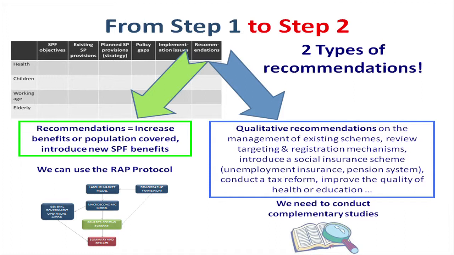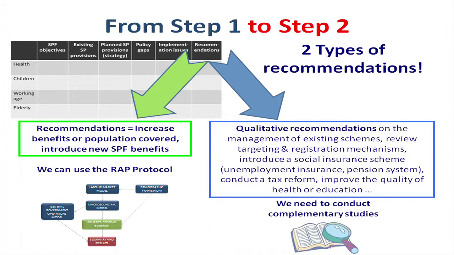So within the recommendations, actually we have 2 types. We have some recommendations that we will be able to cost. This can be establish a new cash transfer, or increase the healthcare coverage for all the population with some basic social health protection package. This we can cost with the RAP protocol, with our costing tool.